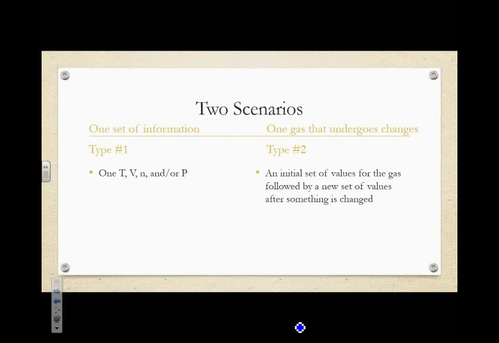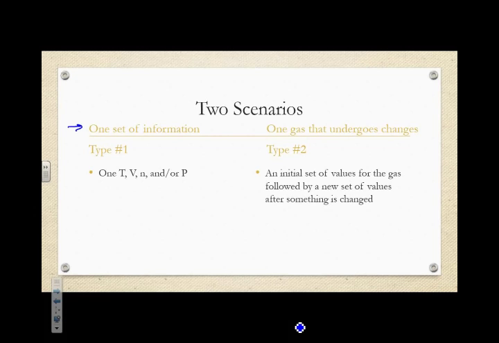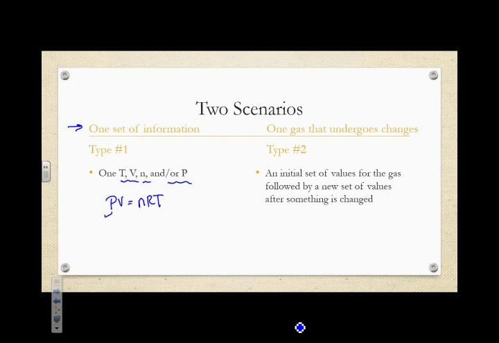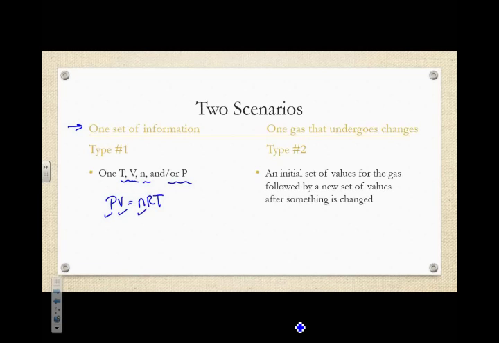So there's two scenarios, or two types of problems really, that you'll encounter with the ideal gas law. In the first scenario, you are given one set of information about a gas. You get one temperature, one volume, one number of moles, and or one pressure. And you're essentially asked to solve for the missing variable in the gas law. So we might be given the pressure and the volume and the number of moles and asked to find the temperature. So that's our first scenario.